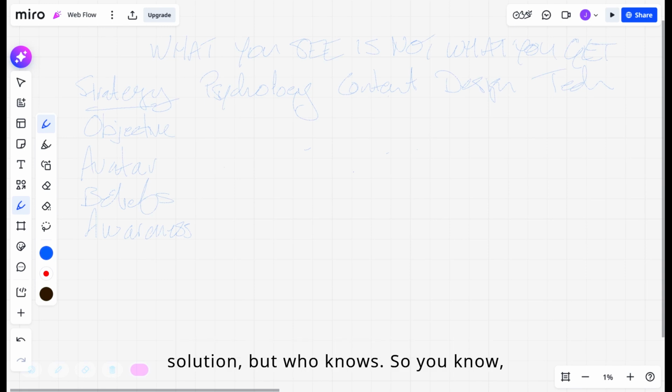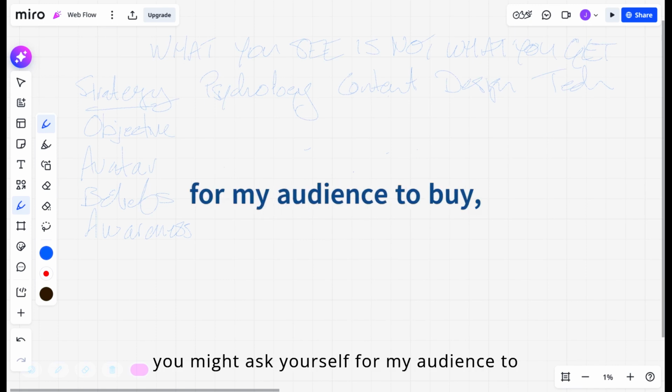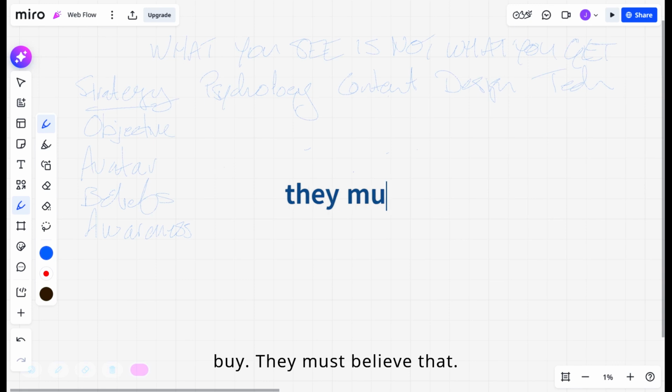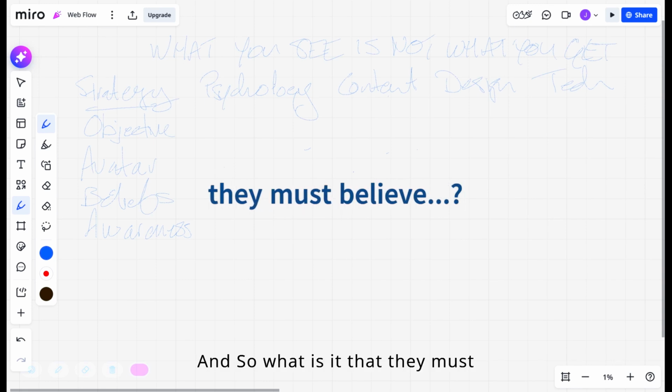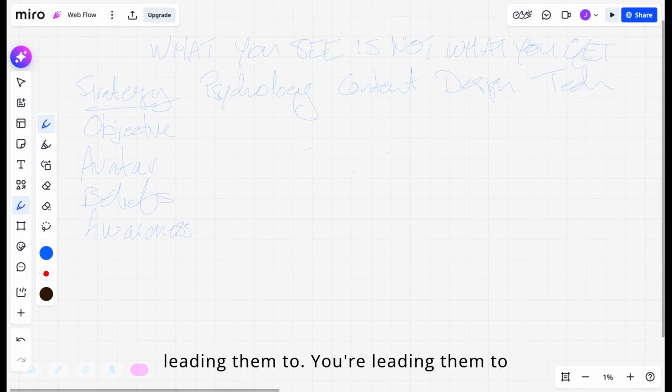Being aware of where they're at, there needs to be one central belief that will move people. So you might ask yourself, for my audience to buy, they must believe that. And so what is it that they must believe? Because that's where you're leading them to. You're leading them to believing that whatever you're offering is the solution to their current dilemma.